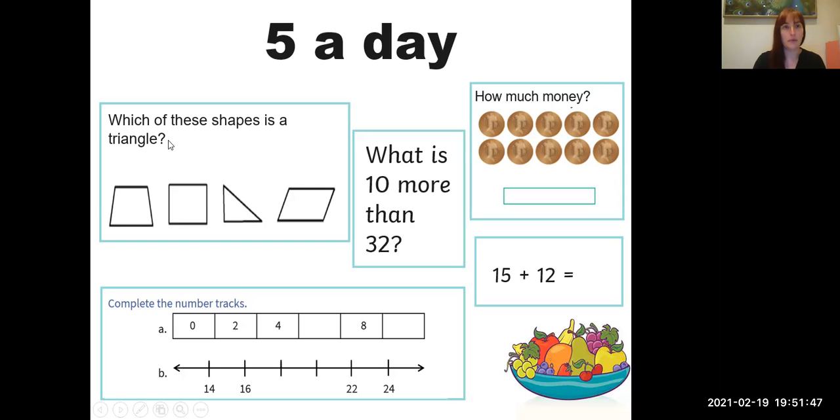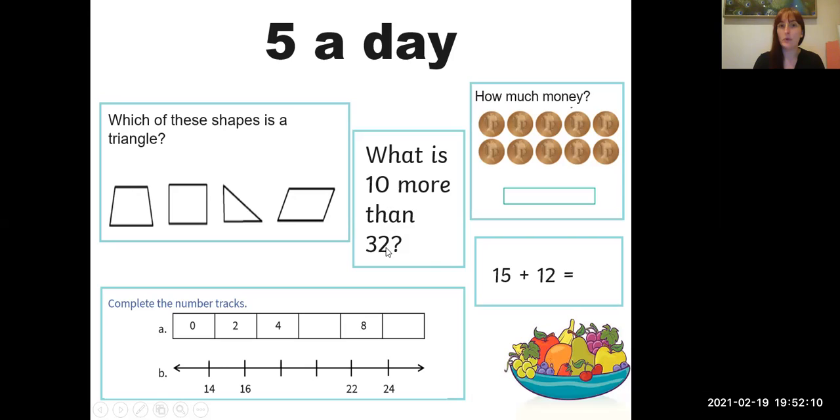First one, let's start with this one. Which of these shapes is a triangle? Think about the properties of a triangle. How many corners does it have? How many sides? Which one is the triangle? Here it is. 3 corners, 3 sides.